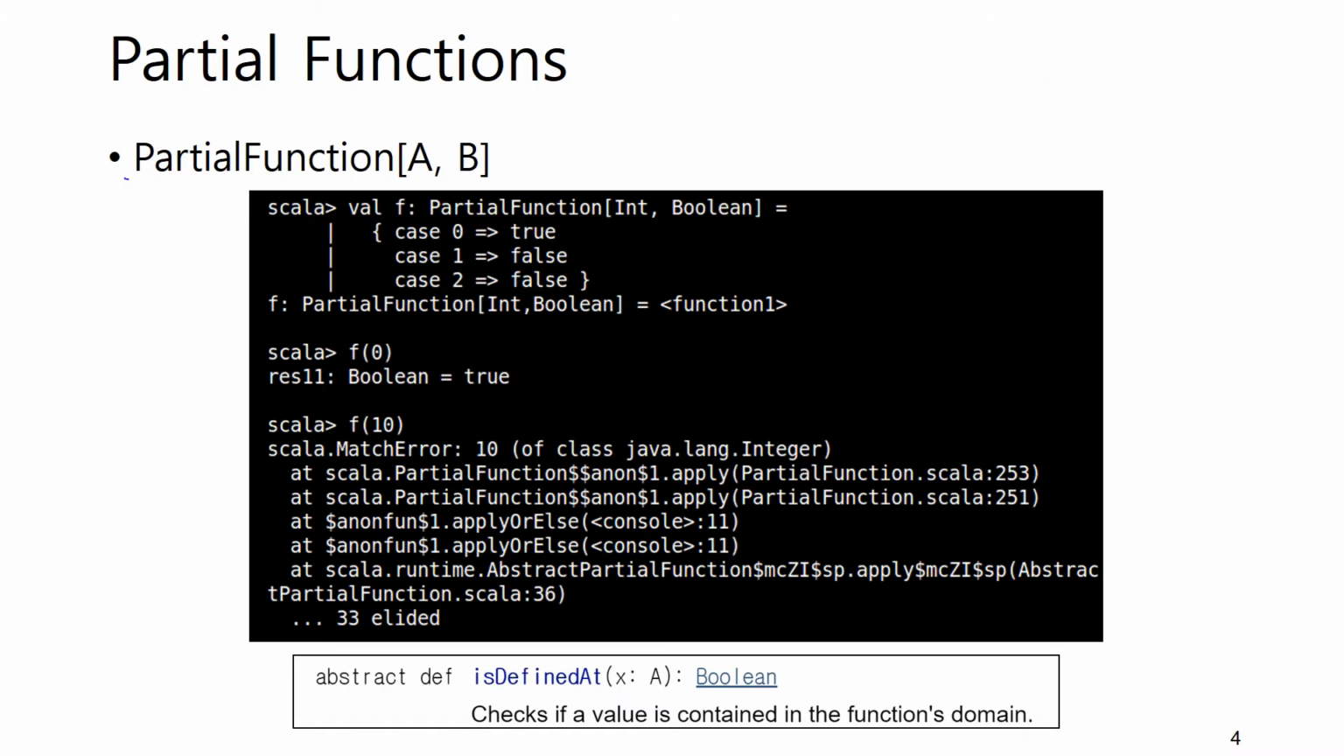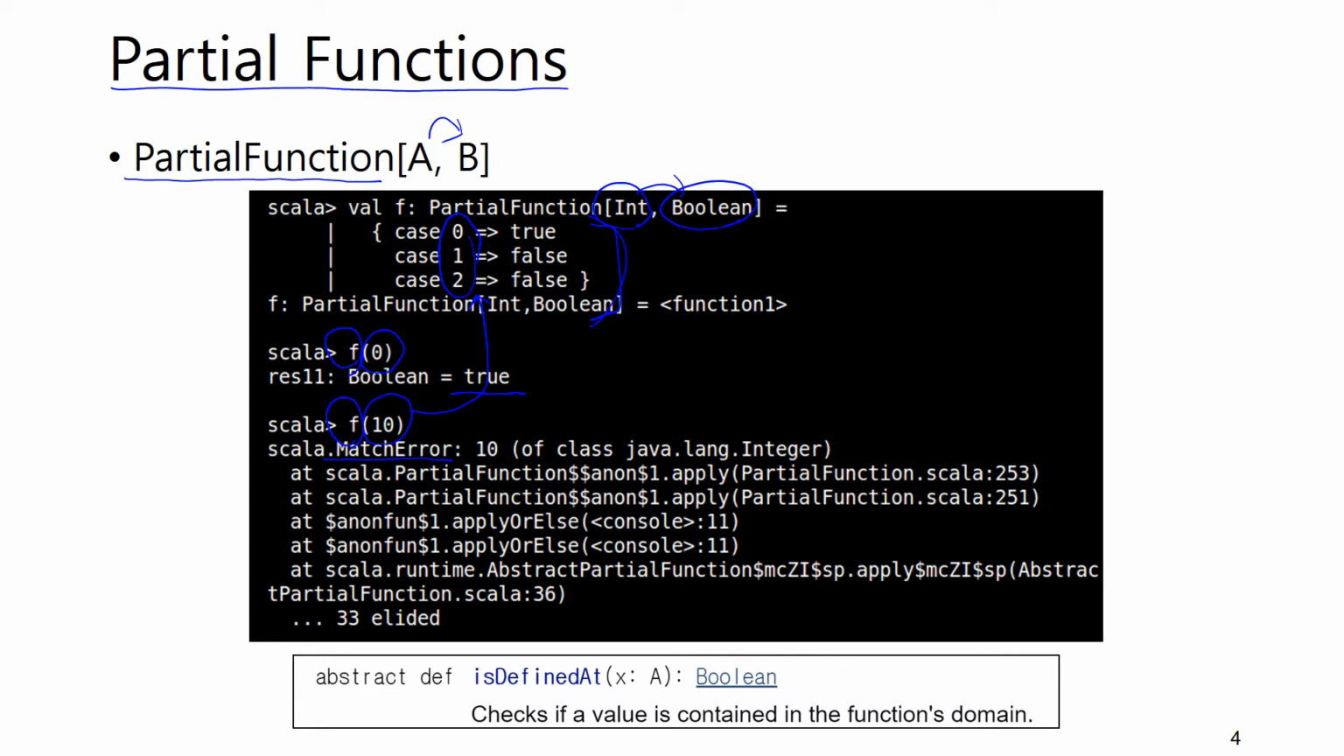Scala has a special class, PartialFunction, to represent partial functions. It has two type parameters, A and B, and it represents a partial function from A to B. So in this example, we are creating a partial function from integer to Boolean. And this partial function is defined only on 3 integers, 0, 1, and 2. So you can call this function f with argument 0 to get the return value true. However, if you call the function f with integer 10, you end up with a MatchError because 10 is not found in this case construct.